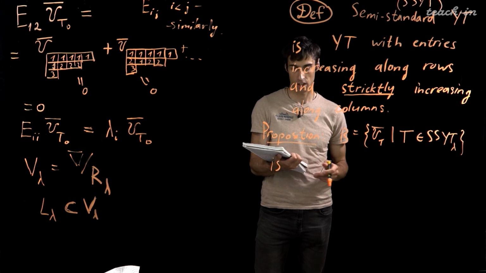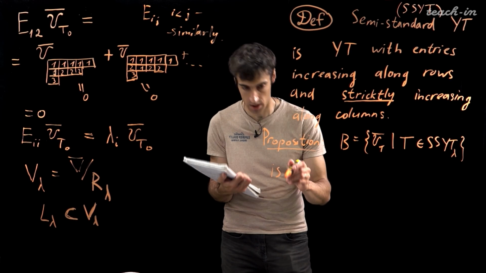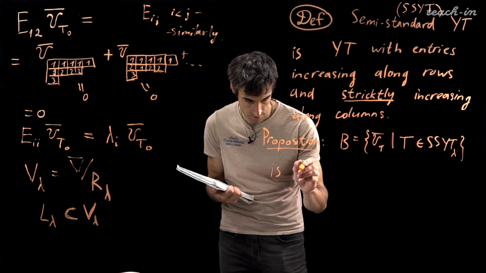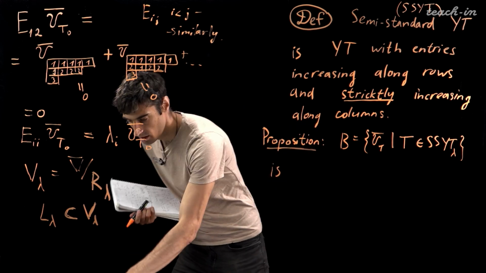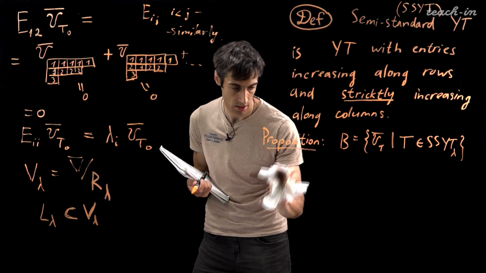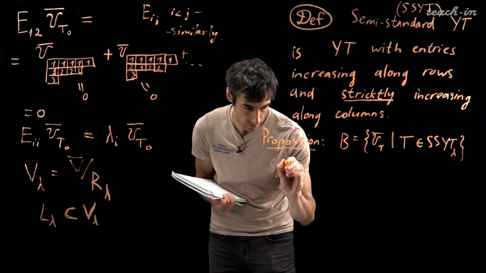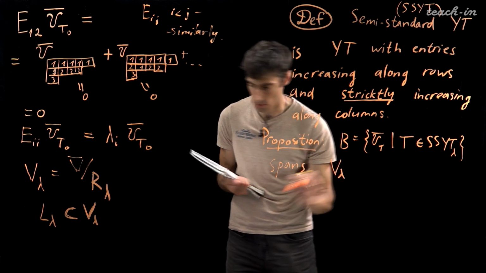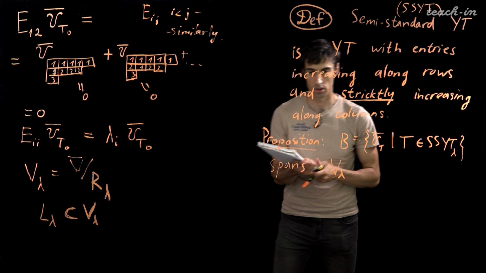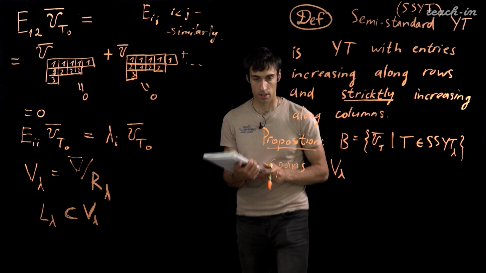So such a thing is... okay, so this spans, let me erase that. V lambda. Remember that V lambda was this quotient. Okay, let's prove that.